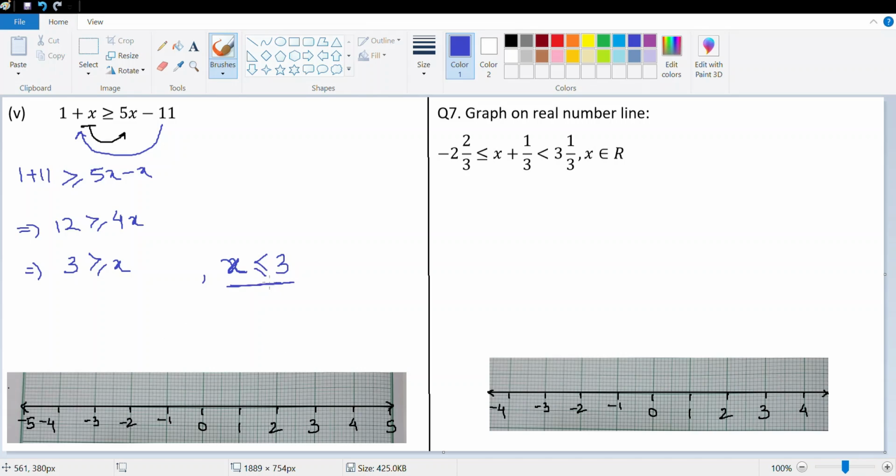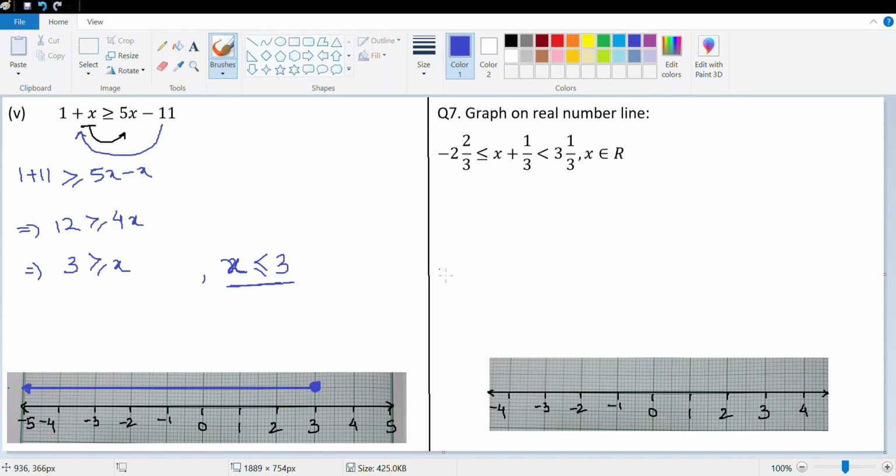So x is less than or equal to 3, which means 3 is a filled circle because it's less than and equal to, and x is less than 3 means any number to the left of 3 on the number line, which means here. And what's the limit to it? Well, there is no limit, which means it's going up to infinity on the negative side. So I take the arrow all the way to the end and put an arrow indicating that it will keep going till infinity on the negative side.